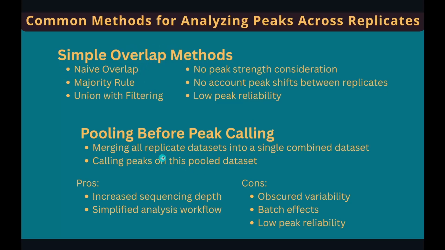Another way is to pool before peak calling. Basically, we merge all the replicates into one dataset and call peaks on this pooled dataset. This method has its pros and cons. For example, it increases the sequencing depth and simplifies the analysis workflow. However, there are more cons than pros. Not the best idea either.